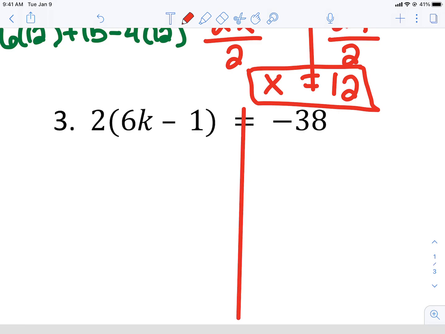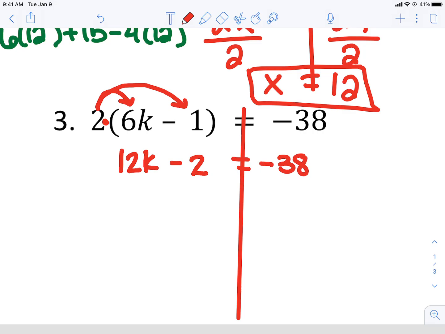I see that I have a number next to stuff in parentheses. That means it's multiplication. So I'm going to take this 2 and I'm going to multiply it by everything inside the parentheses. So 2 times 6k is 12k. 2 times a negative 1 is a negative 2. And on the other side, I'm just left with a negative 38.